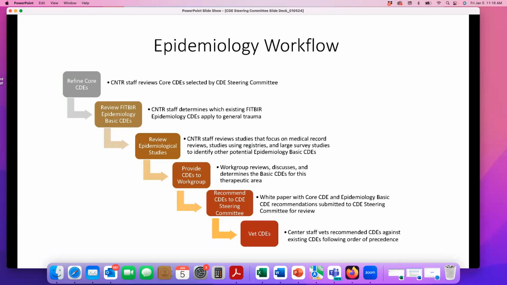They're also going to be looking at epidemiology basic CDEs. Are there other CDEs for epidemiologic type trauma studies? And if so, what would those be? And make recommendations to this committee as to what the basic CDEs for epidemiology type studies might be.